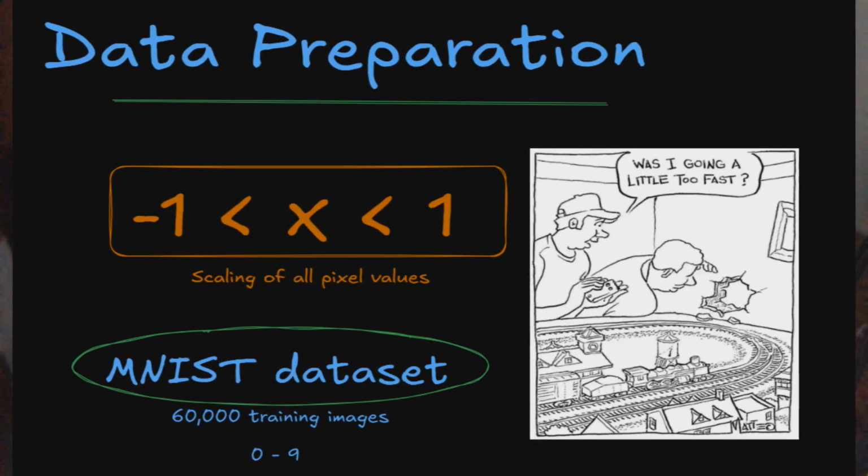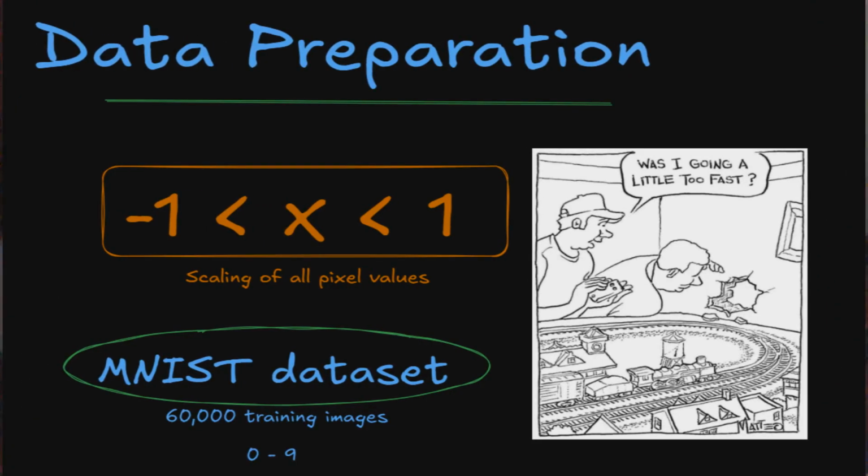Next is how we're gonna prepare the data. Next we're gonna define a transformation to normalize the image. Normalization ensures that all pixel values are scaled between -1 and 1, which is gonna help the model train faster. We then load the MNIST dataset, which has 60,000 training images of digits from 0 to 9.